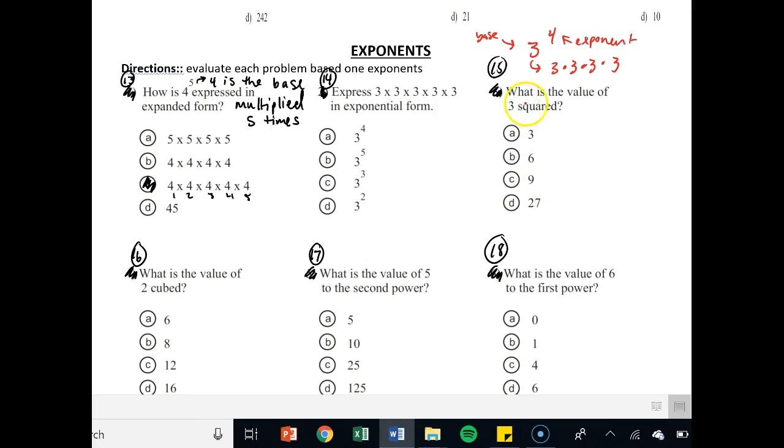What is the value of 3 squared? Squared simply means something to the second power. Okay, so basically they're asking, what is 3 to the second power? Well, this is really 3 times 3, which means that answer is 9, so C.